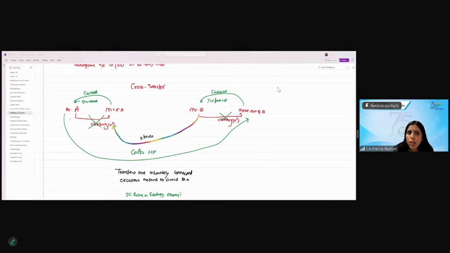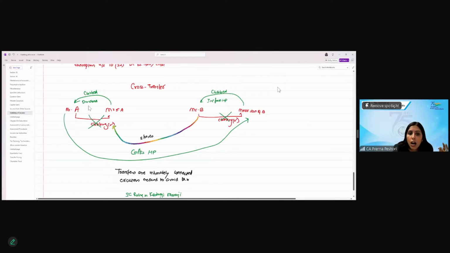So if, let's say, Mr. A would have transferred to Mrs. A, there would have been clubbing. If Mr. B would have transferred to his minor son, there would have been clubbing. So in order to avoid this clubbing provision, A is transferring to the son of Mr. B and Mr. B is transferring to Mrs. A. Are we getting it?